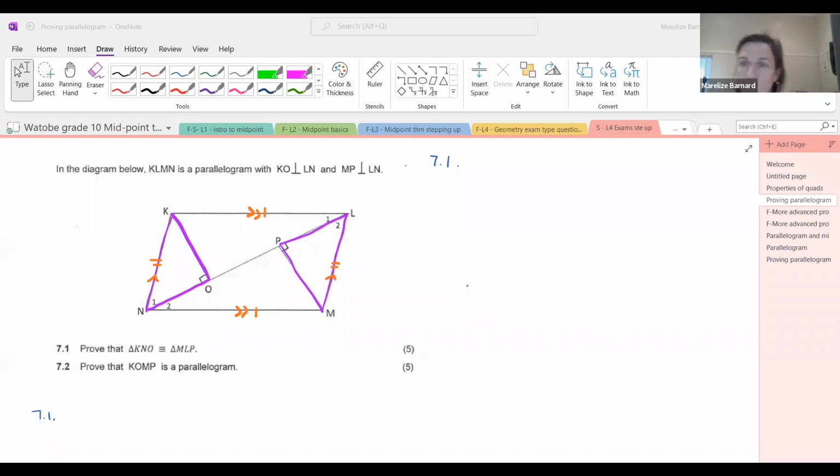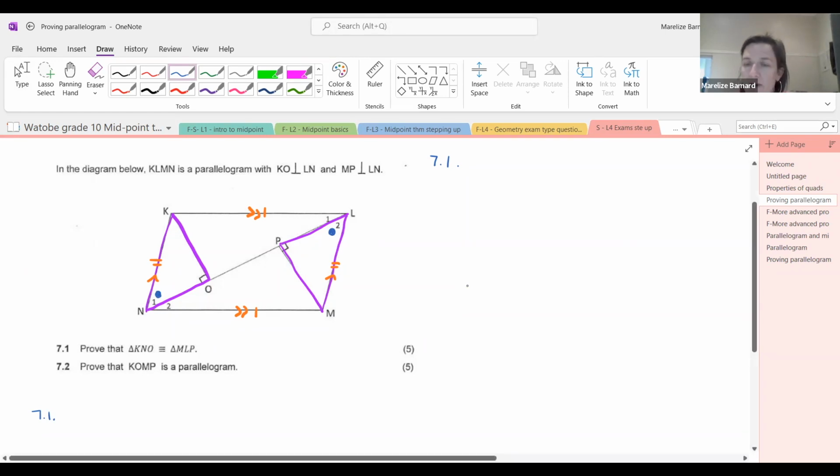N1 is equal to L2, alternate angles. Good stuff, yes. I'm going to make a little dot there, because KN is parallel to LP. Well done, Siamo. That's right. Or LM, that's fine.